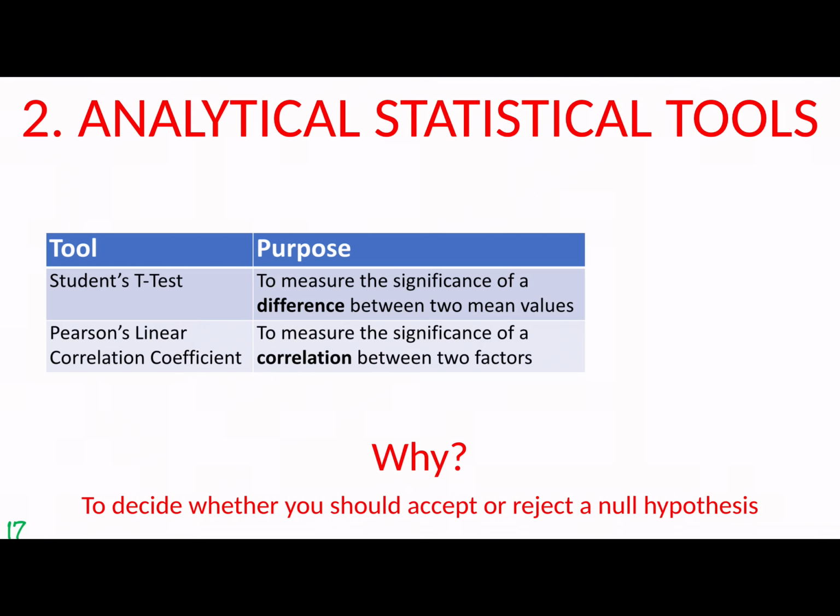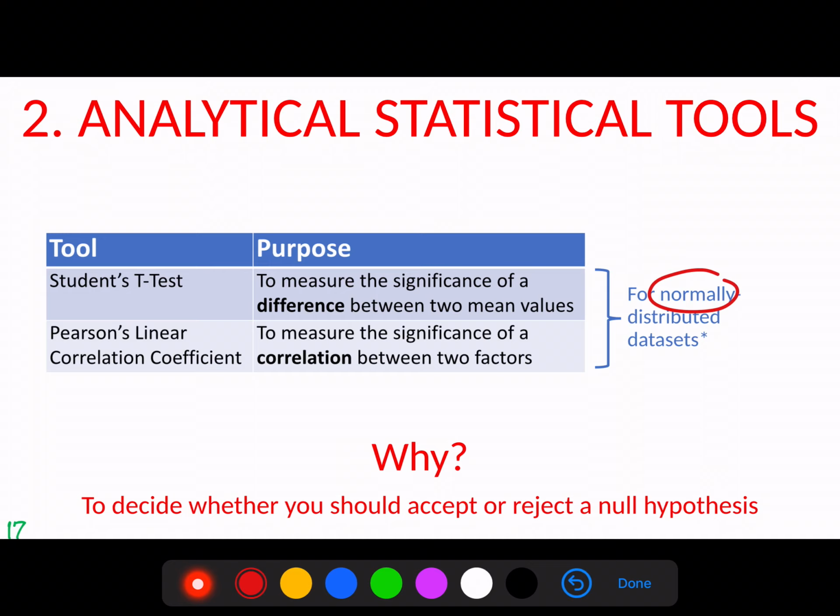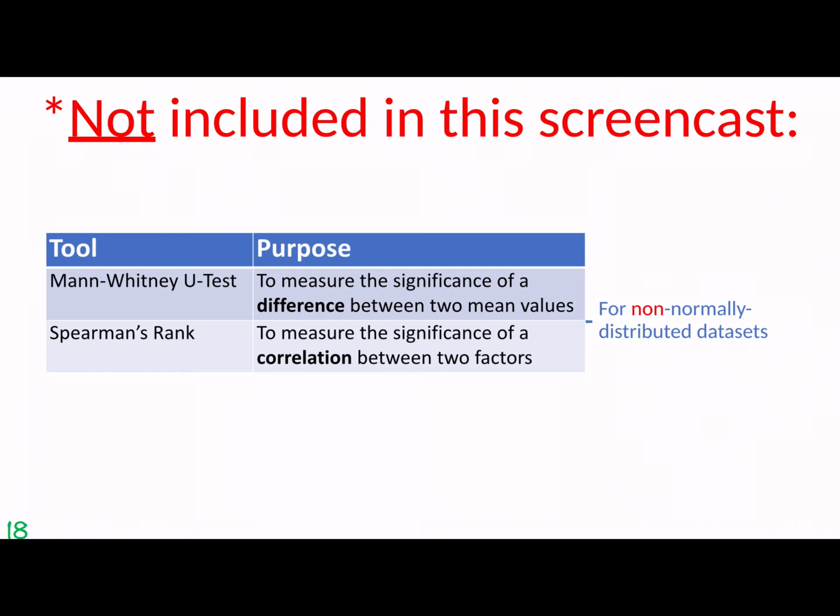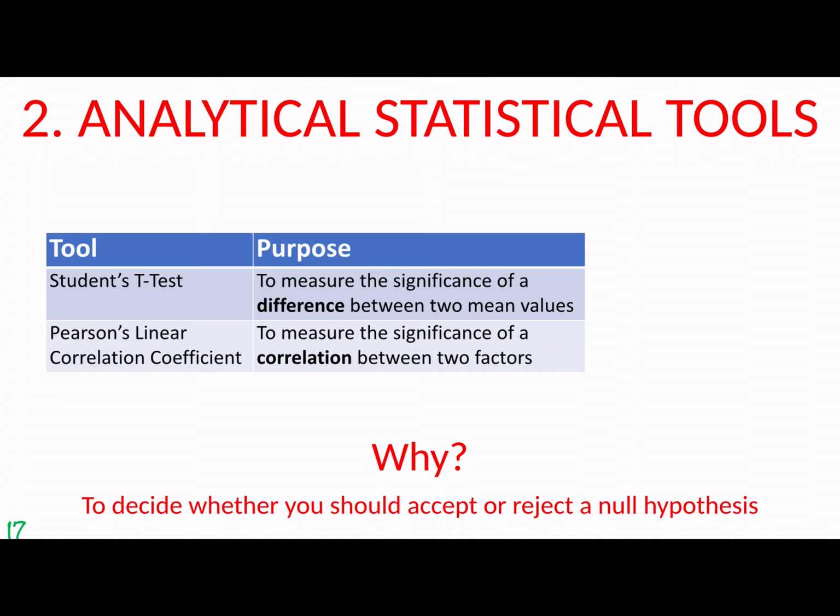Okay, so that is the end of descriptive statistical tools. We're now going to move on to analytical statistical tools for your IA. And we're only going to look at 2 today. These 2, the student's t-test and the Pearson's linear correlation coefficient, are used for normally distributed data sets. What that means is slightly complicated and don't worry about it. However, if I approach you with the bad news to say you can't use either of these because your data is not normally distributed, then we'll have to look at one of these tests. These are not included in the screencast, but don't worry, I'll approach you individually if that applies to you. So the vast majority of us will be looking at one of these 2.